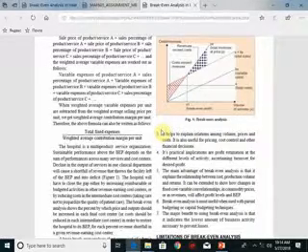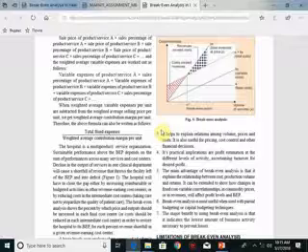Now what about the variable cost curve? Variable cost curve is an upward sloping curve from the origin. The reason: when the number of operations is more, the variable cost is also rising. That's why it's an upward sloping curve. If your number of operations is less, the cost will reduce. Therefore the variable cost curve starts from the origin and slopes upward.